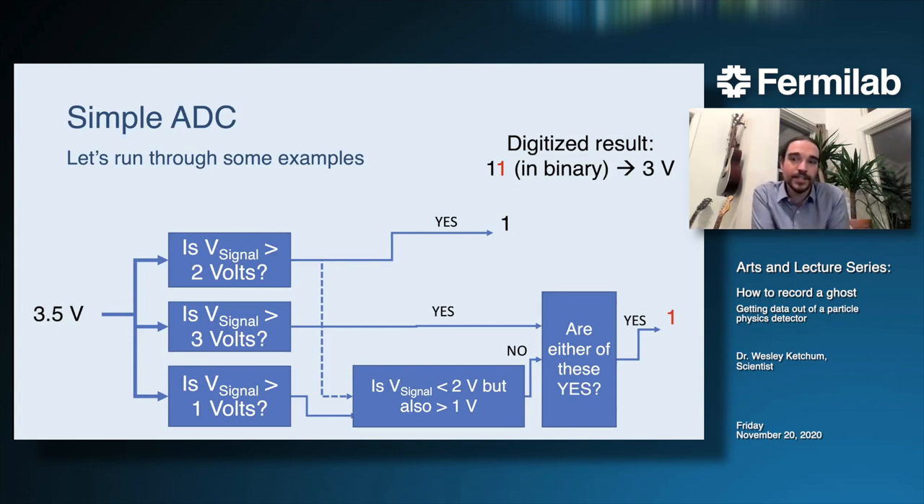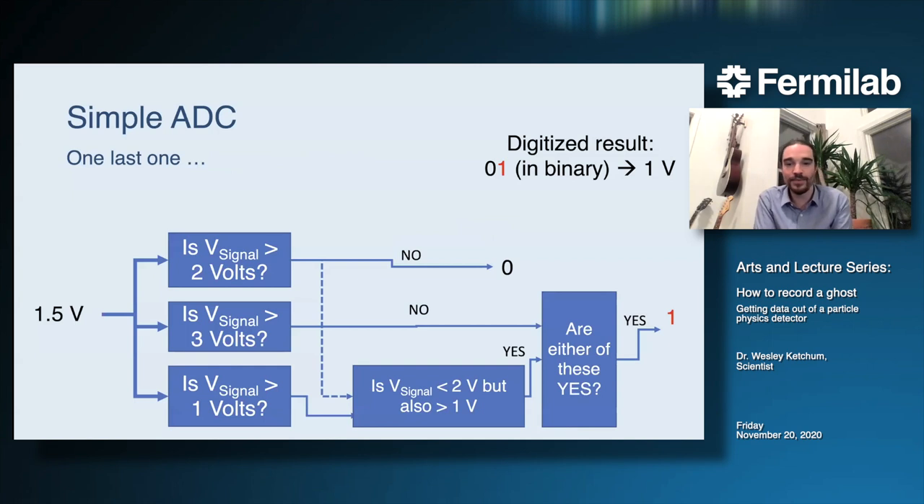So there's some rounding and some loss of precision when we do this procedure, but it's doing the job of taking any kind of voltage input that we have and giving us a digital voltage out.